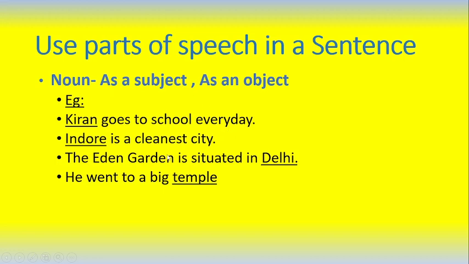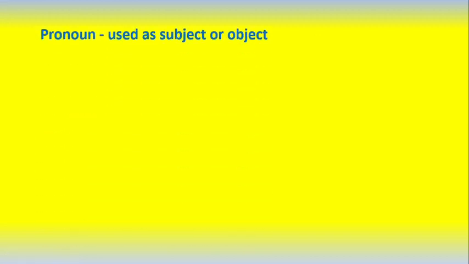Now let's go to the next one, that is pronoun. So how to use a pronoun in a sentence? It is always used as a subject or object, same as a noun, because pronouns are used instead of nouns. Instead of nouns we use pronouns, or when we have to repeat a noun we use a pronoun. Let us see examples for how to use a pronoun. It's very simple. He is watching TV, so he is the subject here, used in the place of the subject. He is a pronoun.